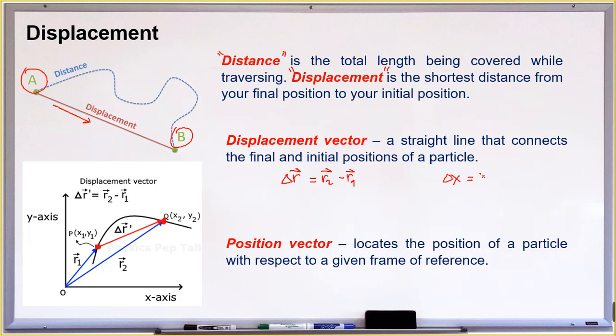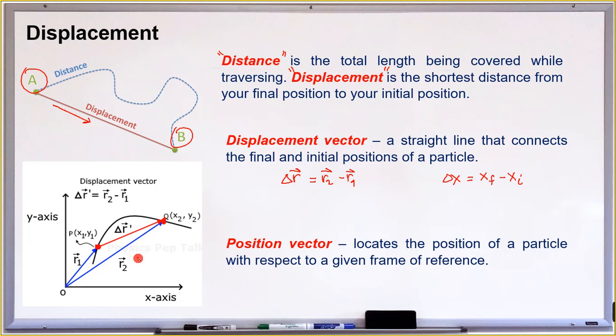So the first one is x final minus x initial. Simple as that. Okay. Now, on the position vector: the position vector locates the position of a particle with respect to a given frame of reference. Since displacement is a vector quantity, of course, we need to know its direction. One way of telling the direction of your position is by plotting it in the x-y axis.